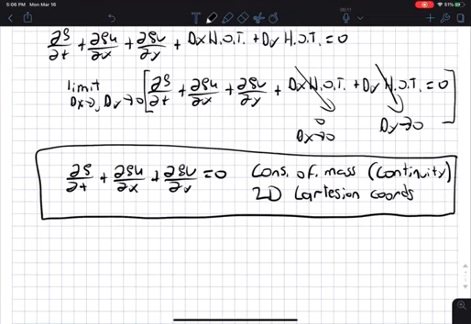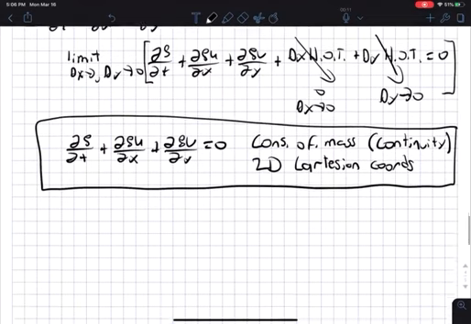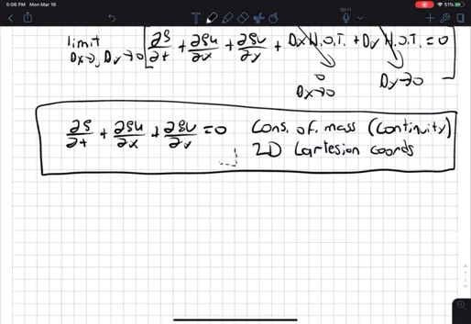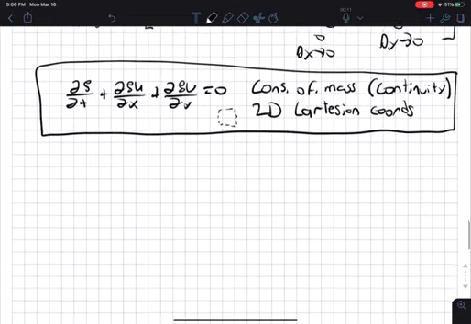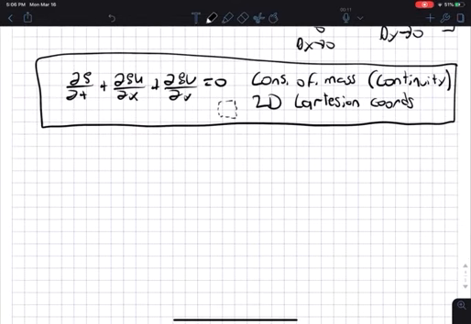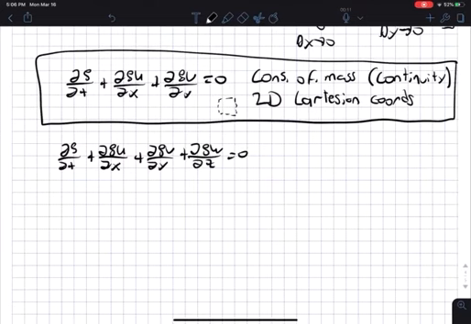Okay, and the reason it's 2D Cartesian coordinates is because our control volume looked like a square, and we only considered it in 2 dimensions. In 3D, this becomes partial rho, partial t, plus partial rho u, partial x, plus partial rho v, partial y, plus partial rho w, partial z equals 0. And so this is continuity in 3D Cartesian.